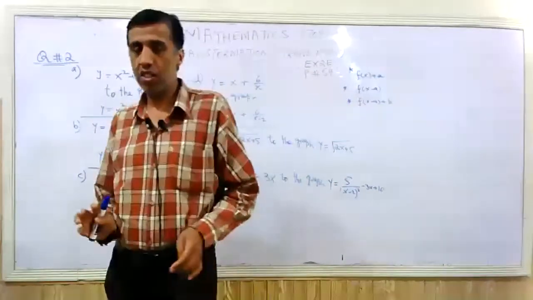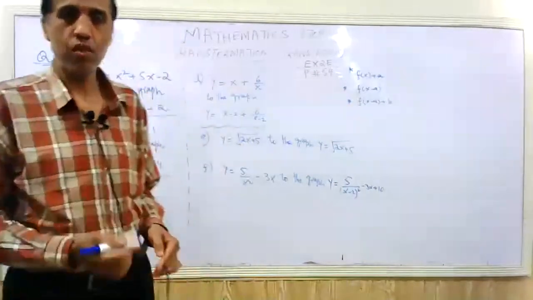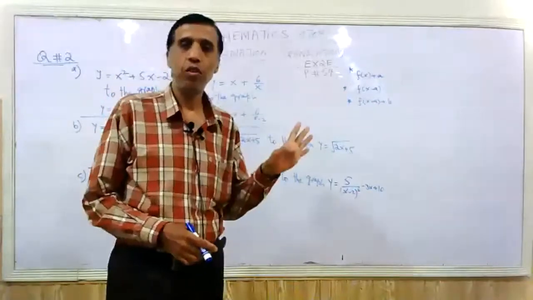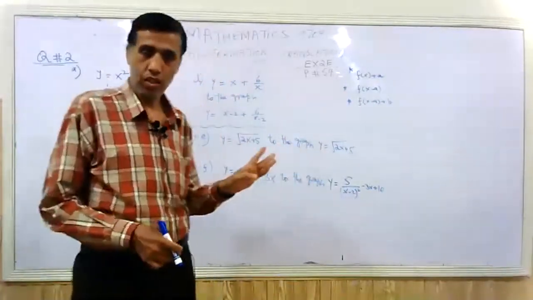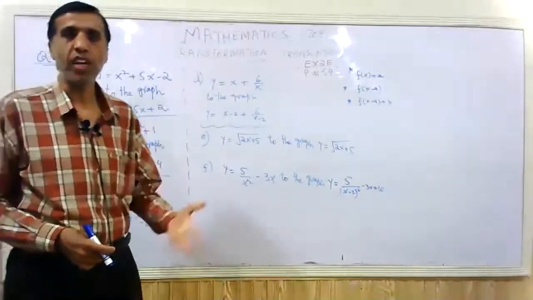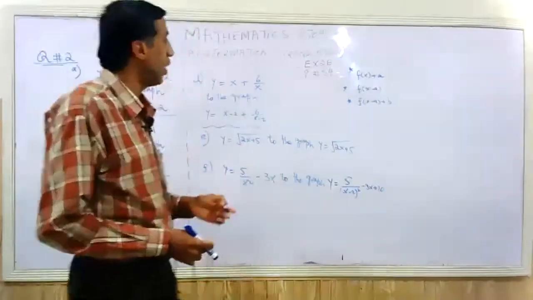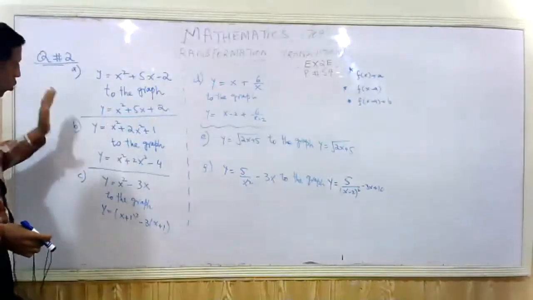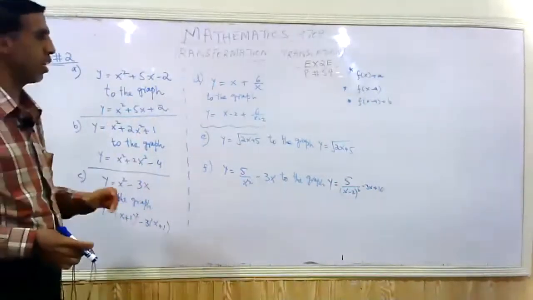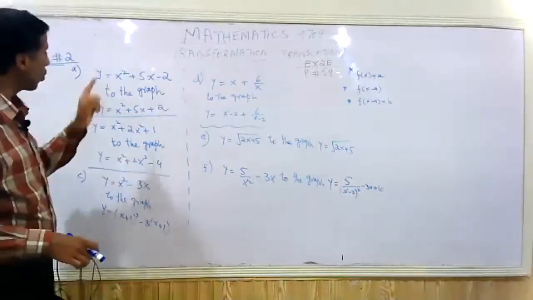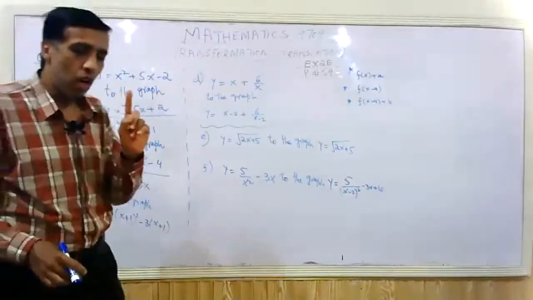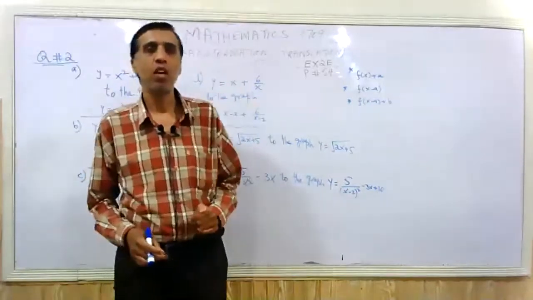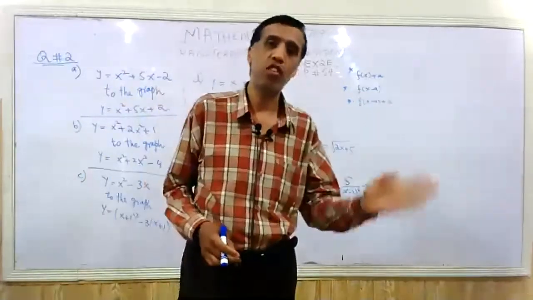Yesterday we started the transformation. In transformation, yesterday we did translation, one of the types. Now the second question in translation, I have written question number 2, all the parts A, B, C, D, E, F. In this question, the object equation and image equation are given to us. We have to find its translation.